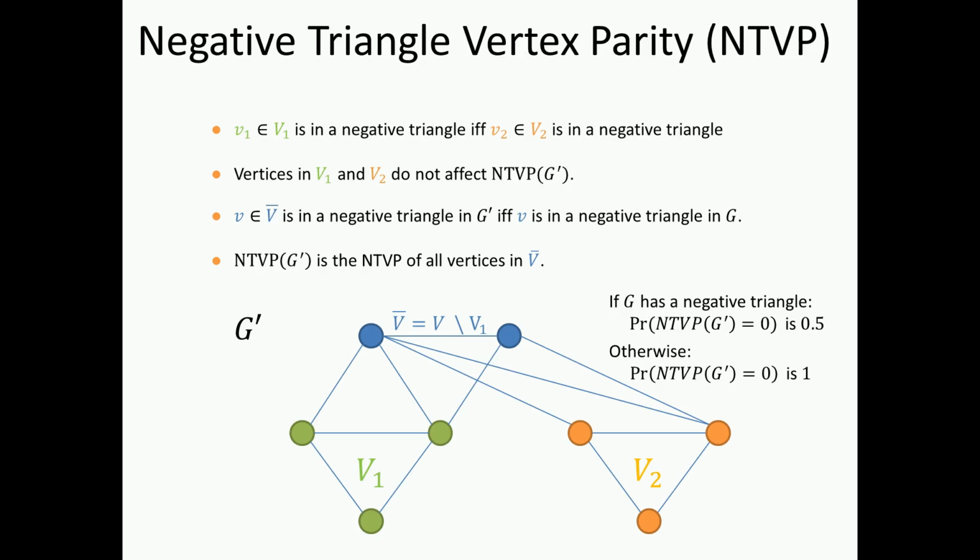So if G has a negative triangle, then with probability half we select an even number of vertices in a negative triangle to V complement. Therefore, with probability half, the negative triangle vertex parity of G prime is 0. On the other hand, if G does not have a negative triangle, then also G prime does not have a negative triangle. So with probability 1, we get that the negative triangle vertex parity of G prime is 0. And this completes the reduction.